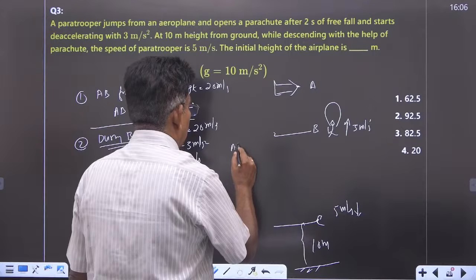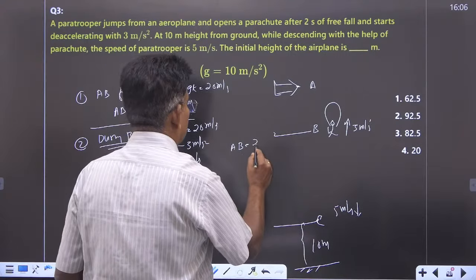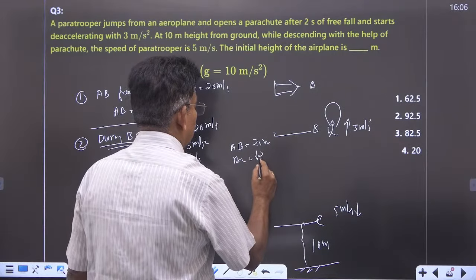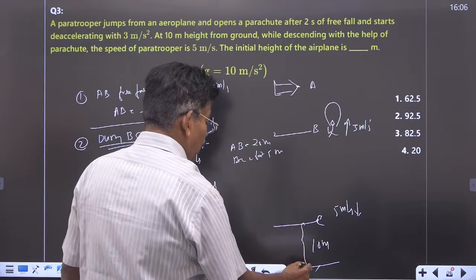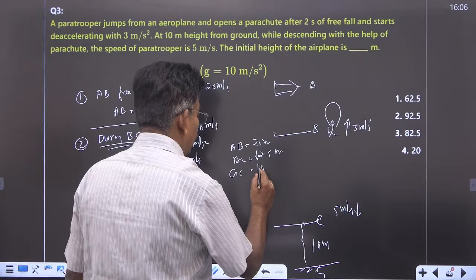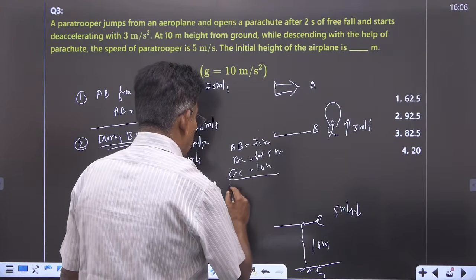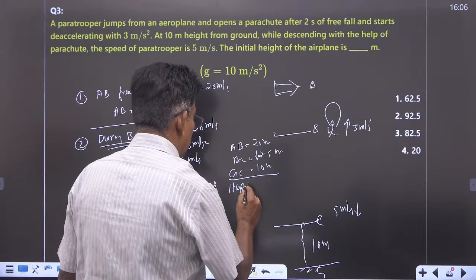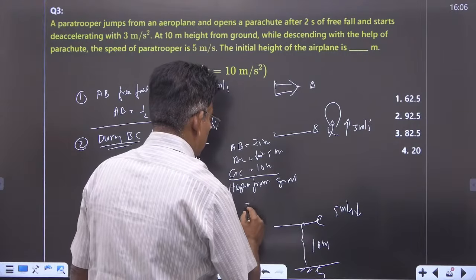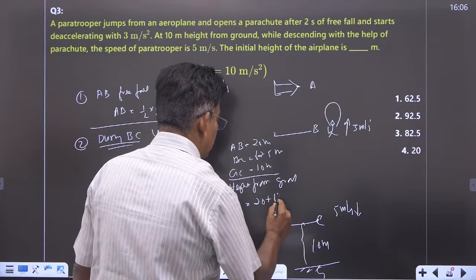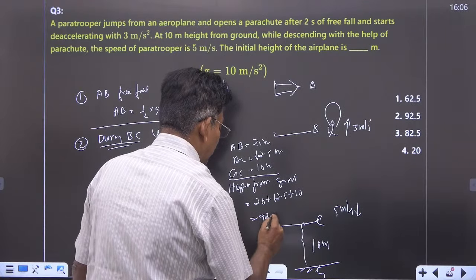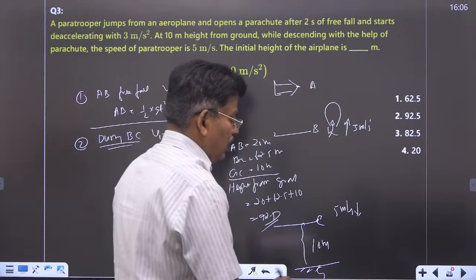Now, tell me, I am going to write it. AB, how many meters did we calculate? 20 meter. BC, 62.5 meter. Then from ground to that point, GC, he was at a height of 10 meter. Therefore, total height from the ground: 20 plus 62.5 plus 10 comes to be 92.5. Okay, answer is there. We go to the next question.